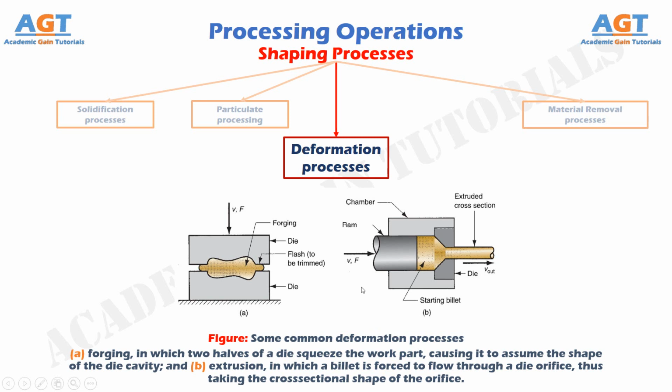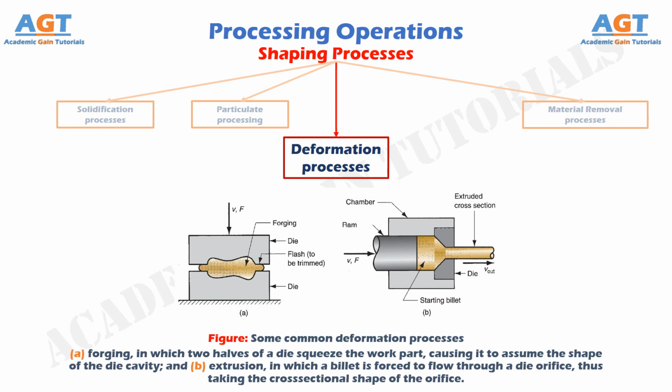To increase ductility, and for other reasons, the work material is often heated before forming to a temperature below the melting point. Deformation processes are associated most closely with metal working and include operations such as forging and extrusion, shown in this figure. Also included within the deformation processes category is sheet metal working, which involves bending, forming, and shearing operations performed on starting blanks and strips of sheet metal.